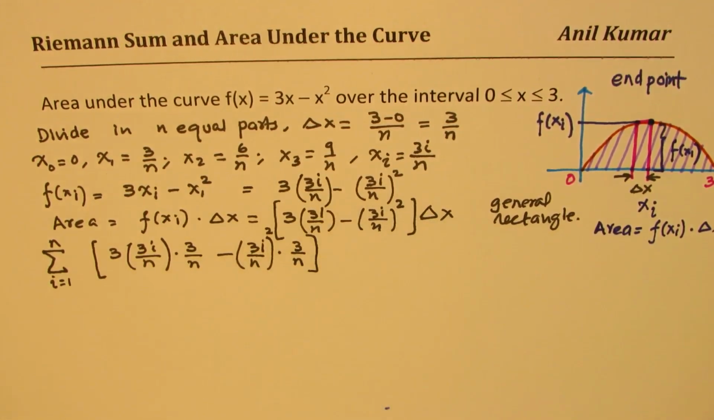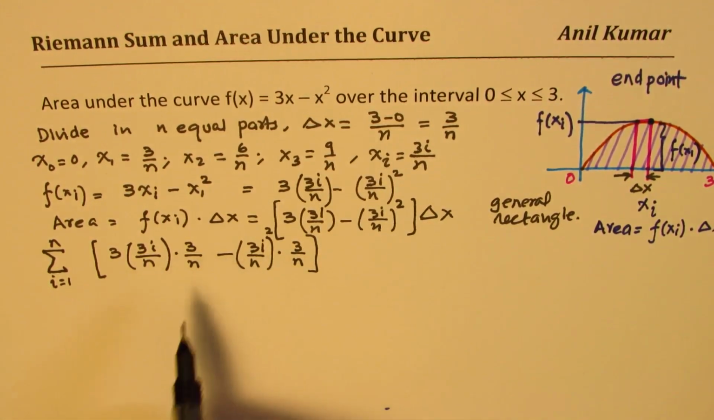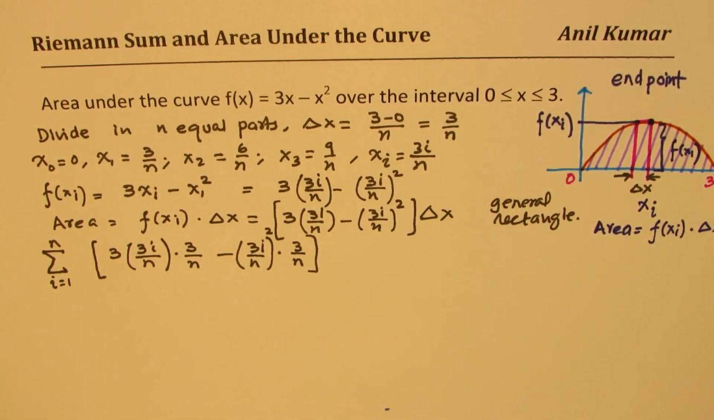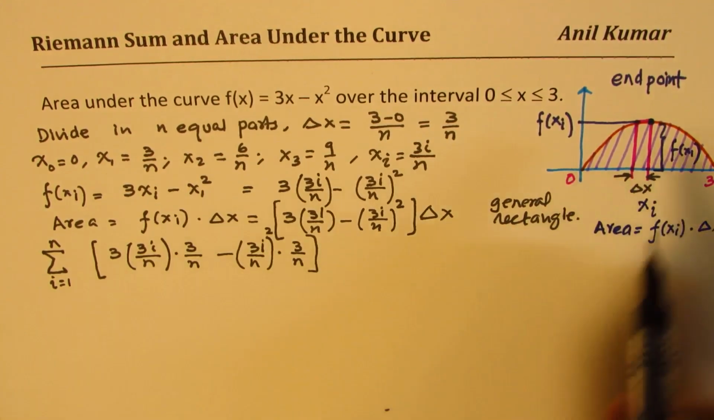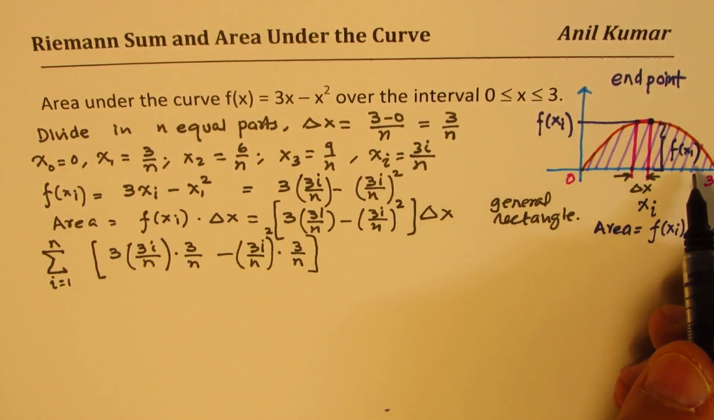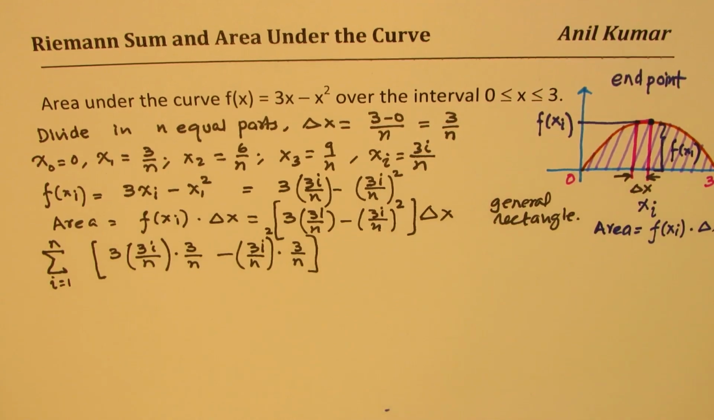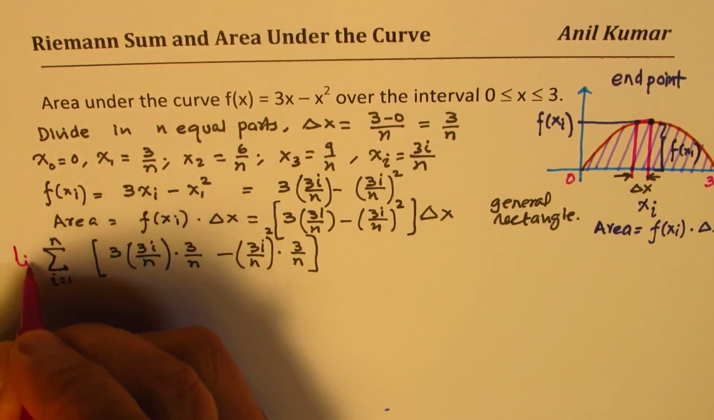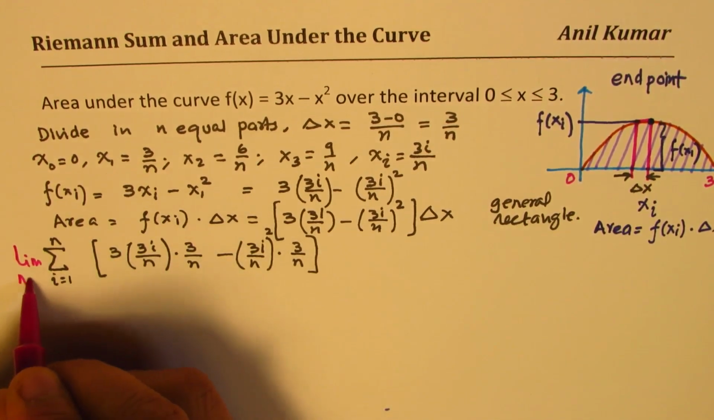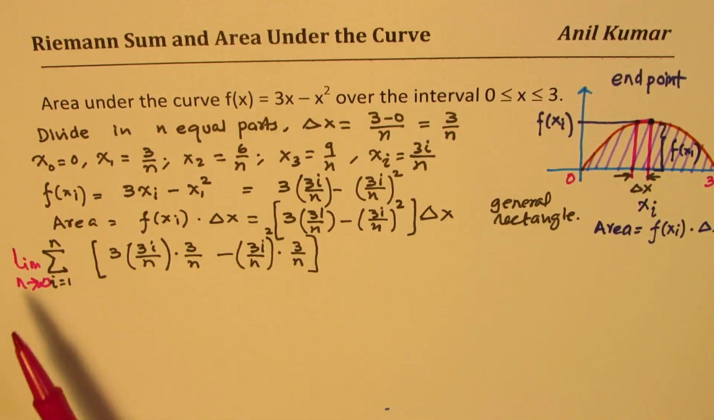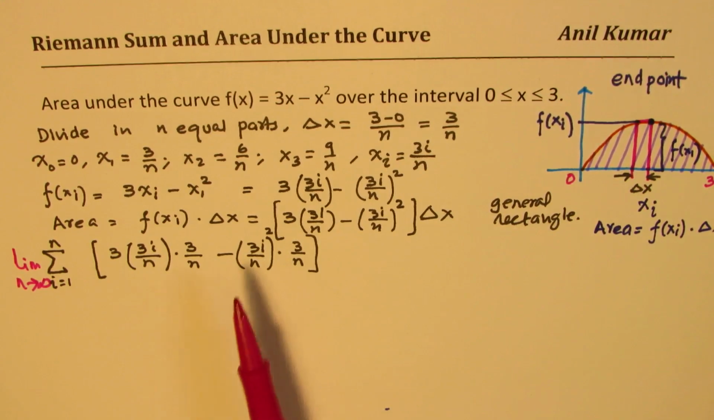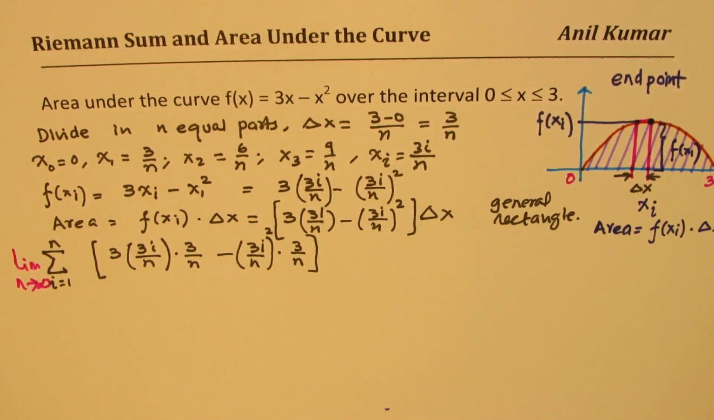Delta x is 3 over n, so I multiplied individually both. We get our sum. Now, if n is very large, then this area is actually the area under the curve, and there is the limit. So the limit, n approaching infinity. You understand now the concept. So that is how the limit helps us to find the area under the curve for the given situation.